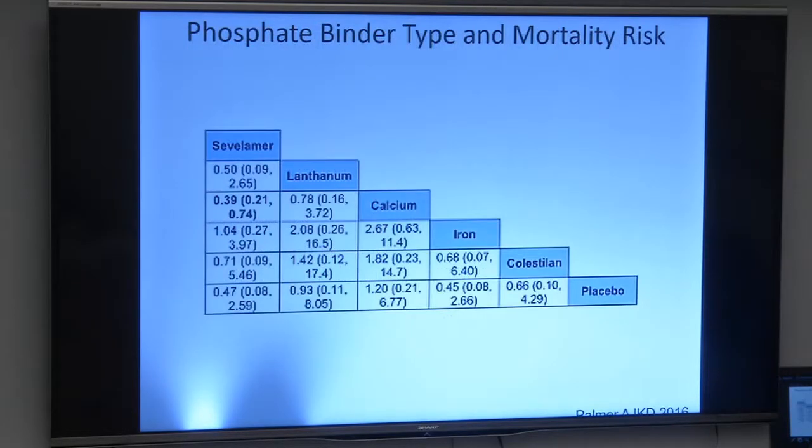Let's see. Does it matter which phosphate binder you use? So I've just given you a big talk about calcium versus non-calcium and our fear about the risk of cardiovascular mortality and calcium overload. Has it ever been shown that a non-calcium containing phosphate binder imparts any kind of a mortality benefit to renal failure patients? Anyone want to take a guess? No, I got one no. Any yeses? So the answer is no.